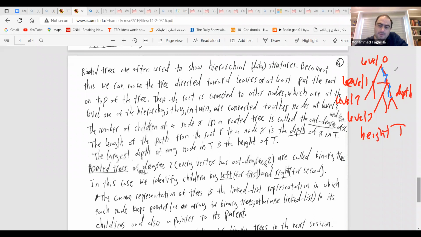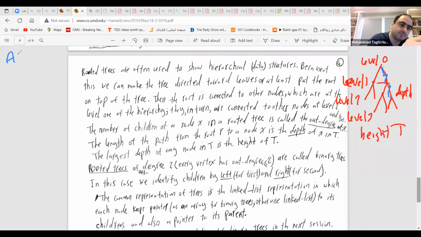And the depth of a vertex, again, you can define it from the root, or you can sometimes define it from the leaf. But generally, the depth is the length of the path. And note that from each vertex to each vertex, there is a unique path. So there is a unique path between any two vertices in a tree.